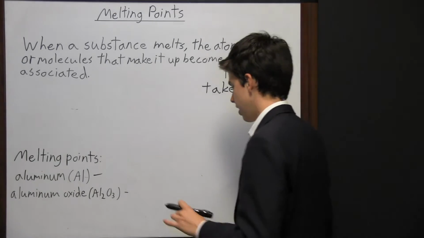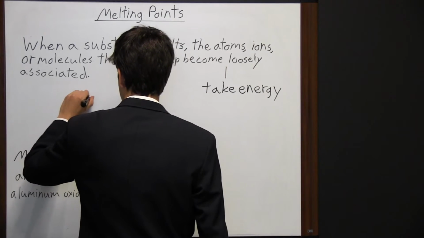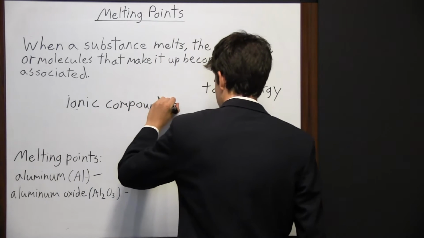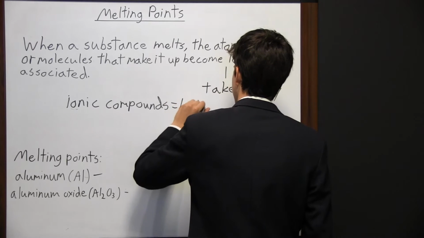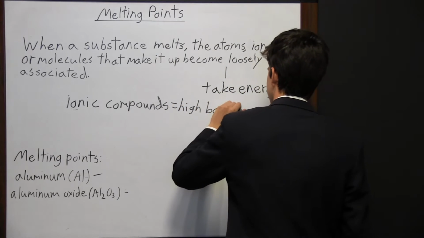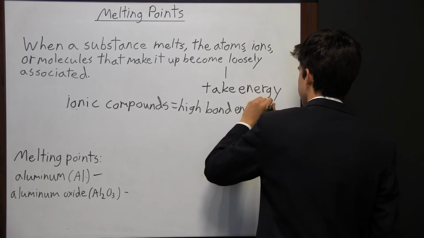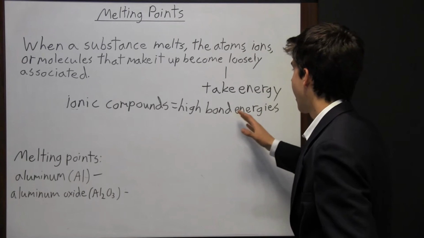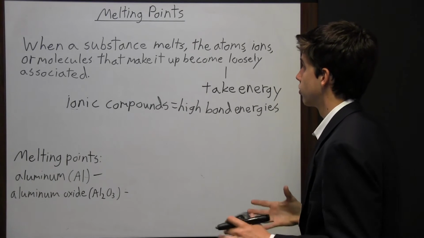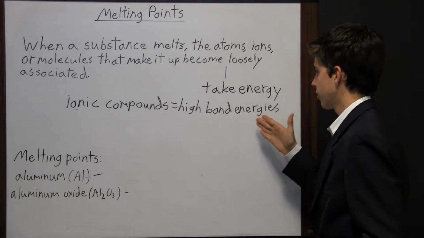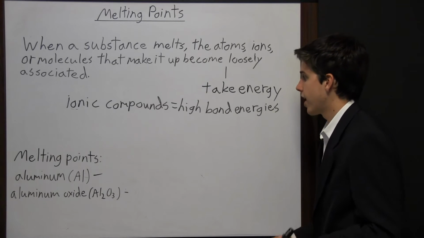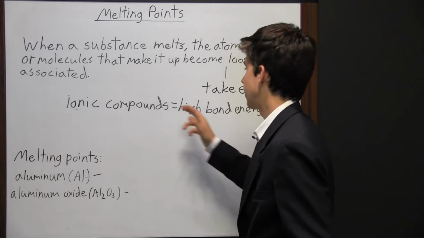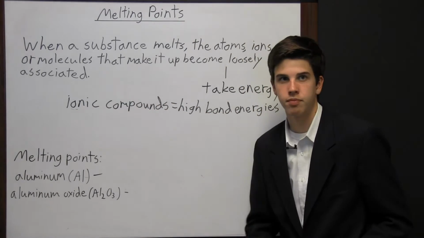Now, ionic compounds have high bond energies. So if anything's an ionic compound, it's going to take a high bond energy to break it up, to loosen everything up. And if you're not familiar with bond energy, basically that's the amount of energy it takes to break something up into its original parts. So basically it's the amount of energy that it takes to break an ionic compound up.